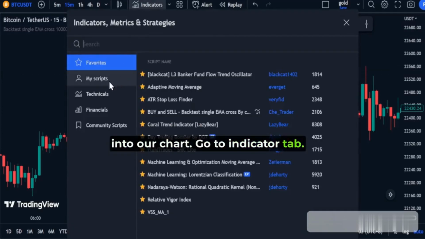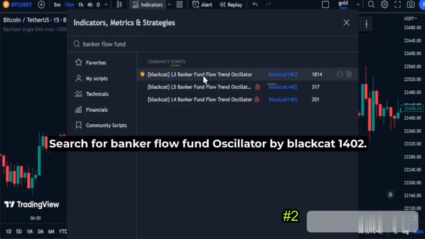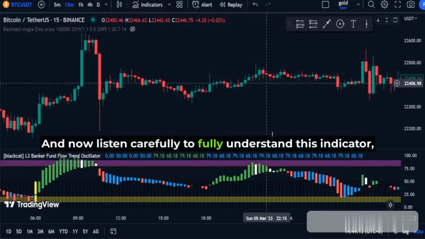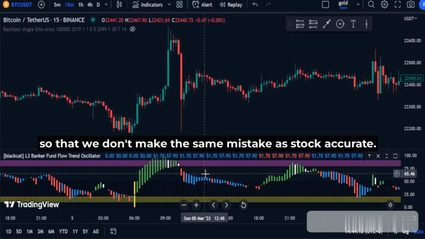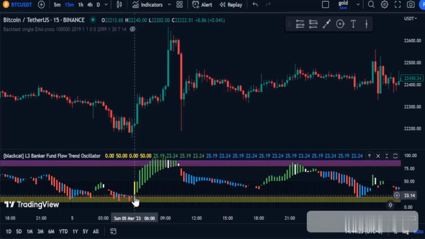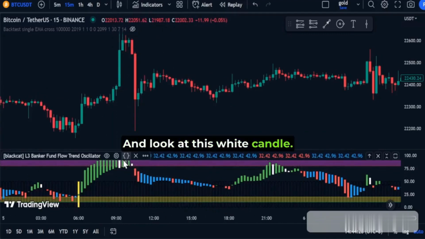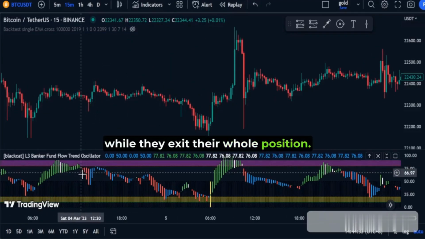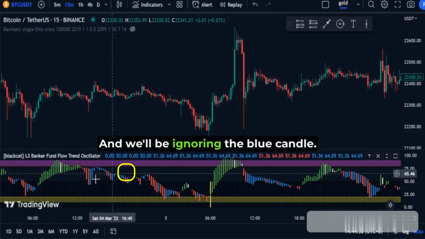Go to Indicator tab, search for Banker Fund Flow Trend Oscillator by Black Cat 1402. Add the indicator, and now listen carefully to fully understand this indicator and how it works, so that we don't make the same mistake as Stock Accurate. The bankers start entering their position with this yellow candle, and they add their buy position through this green candle. And look at this white candle, it means that they're starting to sell off some position. While they exit their whole large position with this red candle, and we'll be ignoring the blue candle.